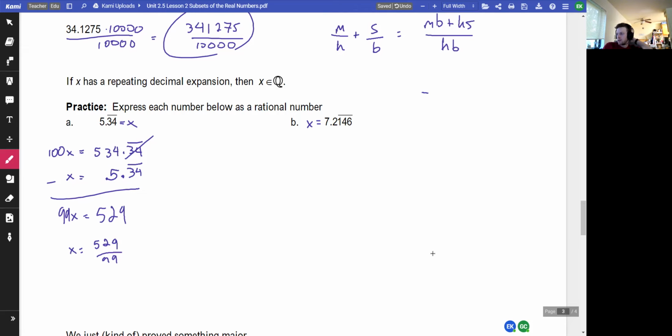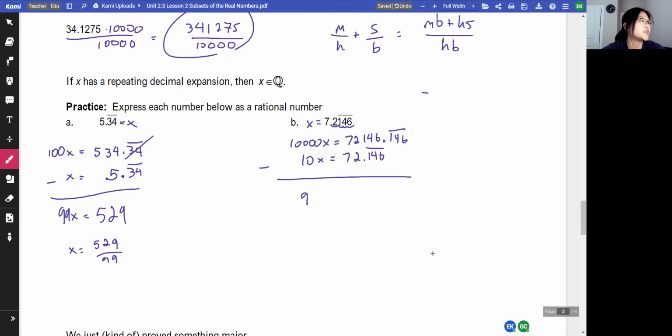Okay. So if you have 10x, then that is 72.146 repeated. And then if we have that times another 1,000, that's 10,000x, right? So 10, 100, 1,000, 10,000. 10,000x is going to be 72,146.146 repeating. And we can use the trick, right? Yeah, the subtraction from our system of equations that we constructed.